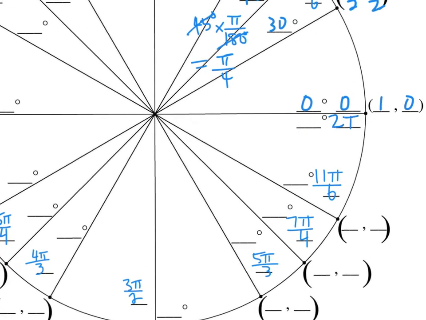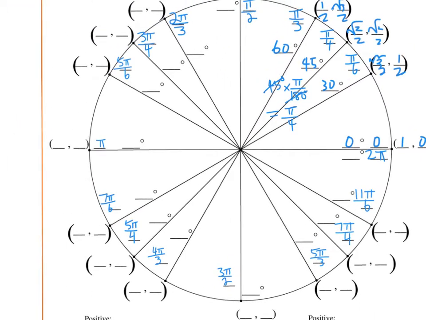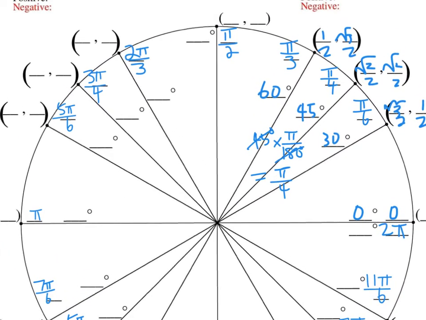Okay, so hopefully you got all of them right. Now the question is, how are you going to memorize all these? First, you need to try to memorize how the degrees link up with the radian. So try to see some patterns. For example, one of the patterns you may see is something like this.